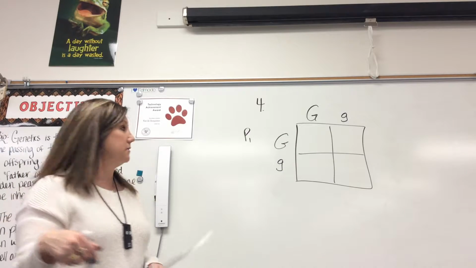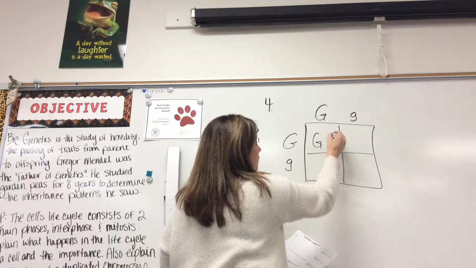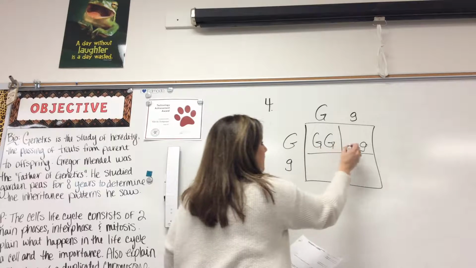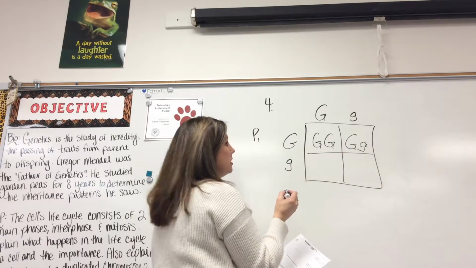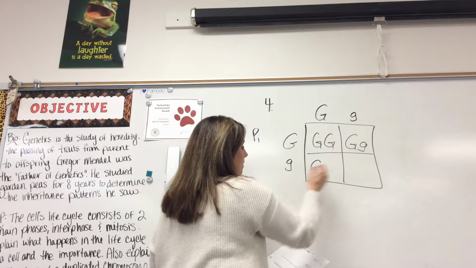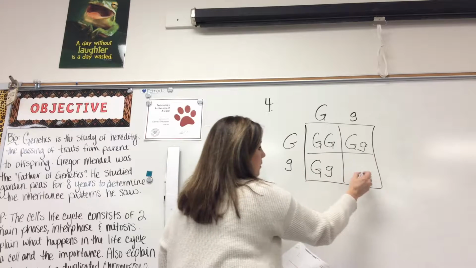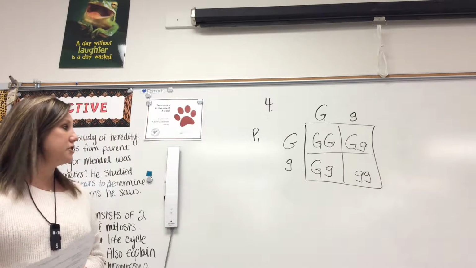Let's make the babies. All right, so we're going to bring this down, and we're going to bring this over. We're going to bring this down, and we're going to bring this over. Notice I'm going to keep the capital letter first when I have that combination. Bring this down, bring this over, bring this down, and bring this over. So that's how that should look.